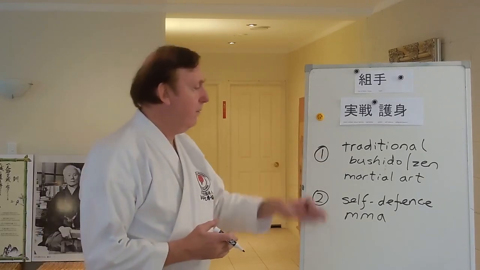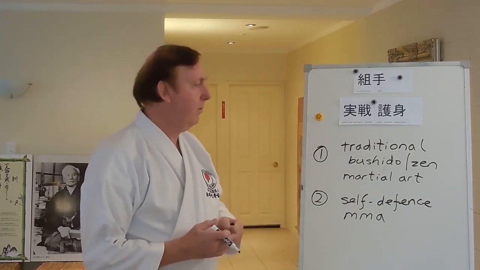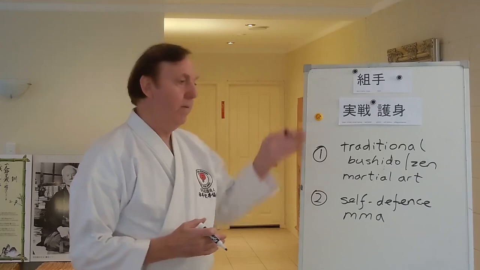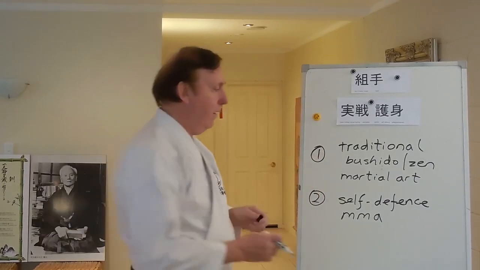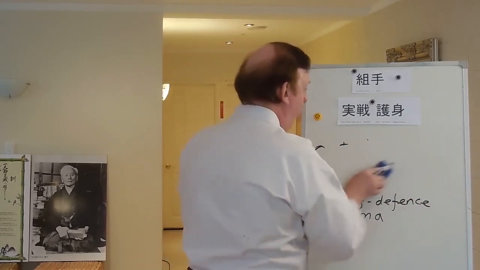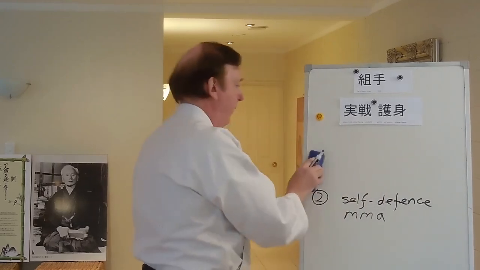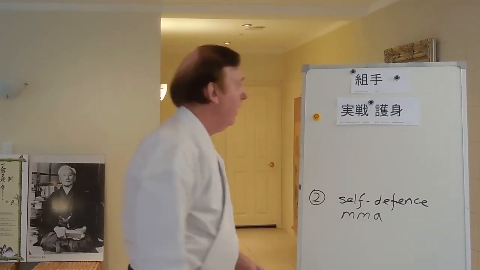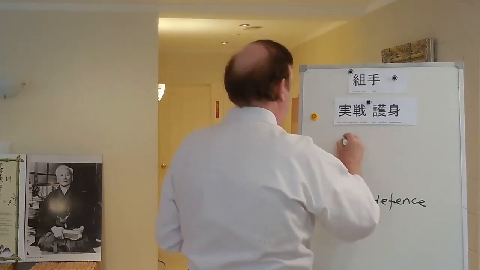So we've got two, let's call it two splits. You might be training in karate because of the traditional method and the Bushido and the things that I just mentioned, or you could be coming into training for this first idea, which is self-defense training. Now this training is called Jisen, which is up here.